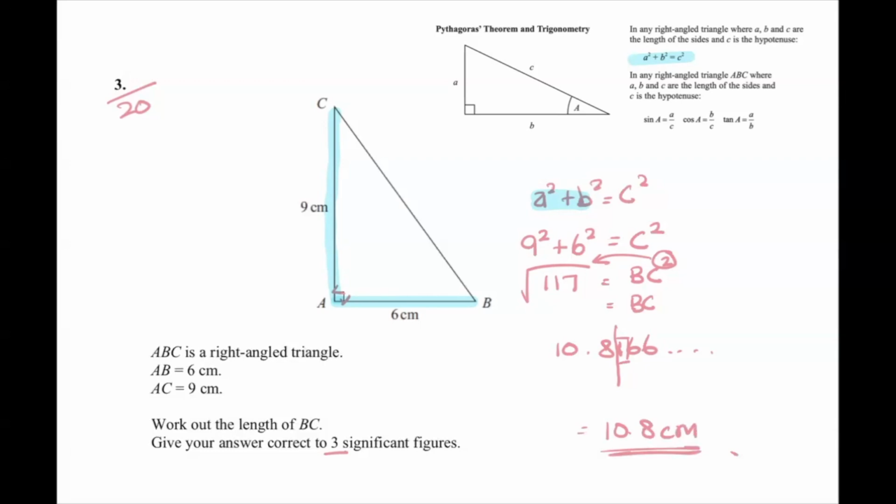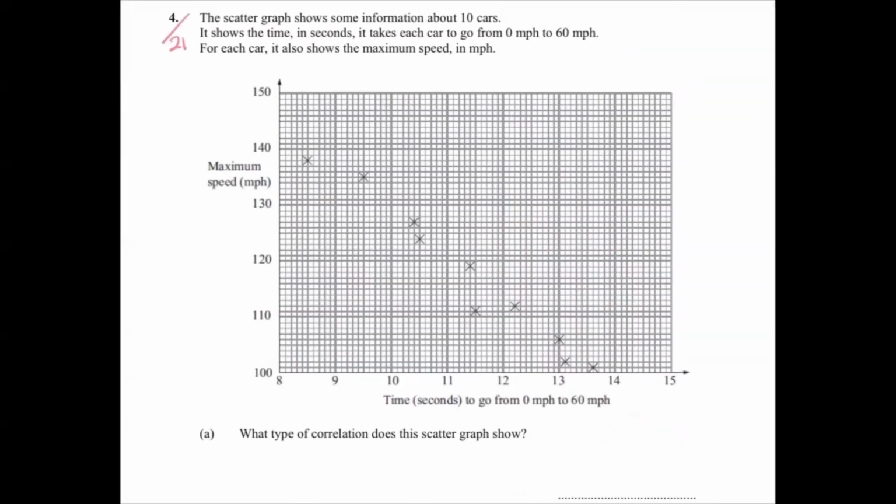centimetres. Okay, a crossover scatter graph question. What type of correlation does it show? Well, this is a nice, simple question for 1 mark. The points are all going in a downward direction, which means it's negative.